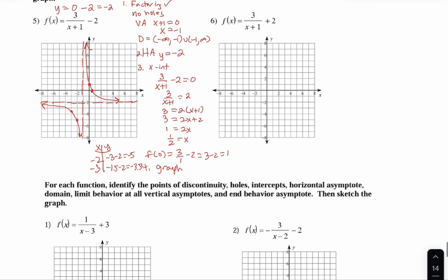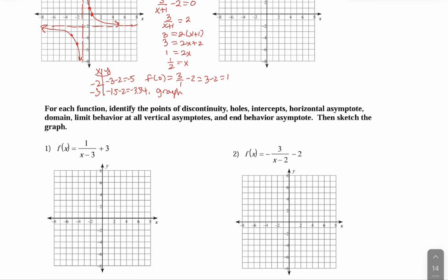There's a hole only if there's a top factor and a bottom factor, when in factored form, that match. None of those will have any holes, okay? Usually only if you have some powers involved are holes going to exist, okay?